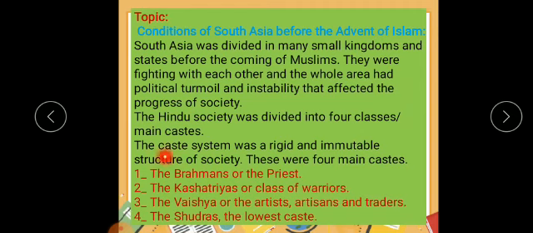So the first 2 castes were highly respected. On the other hand, both the third and fourth castes were not given the respect that the Brahmins and Kshatriyas received. Shudras were totally ignored. They were even kept away from the four walls. There was no intermarriage system. It was a hereditary system of caste. Hereditary means ancestral or transferred from family.